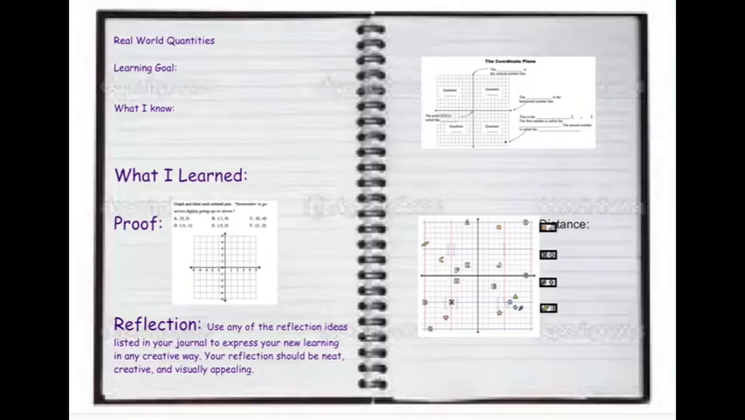So your proof is just to go through and graph a few coordinate points and think about how the distance between those points could be calculated if you know that they're on either the same x value or the same y value.